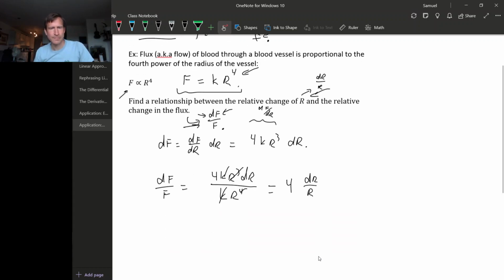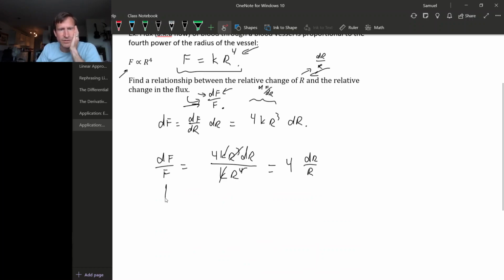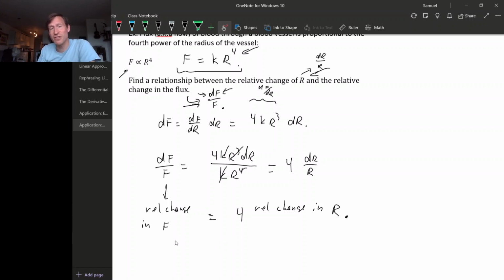Okay. Well, so right here, this is the relative change in f, the flux. And what we got is 4 times, well, dr over r, that's the relative change in r. So the relationship between these relative changes is that the relative change in the flux is 4 times the relative change in r.